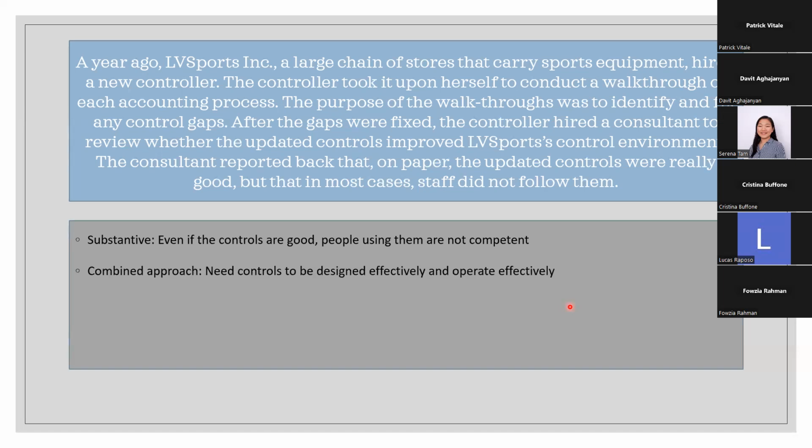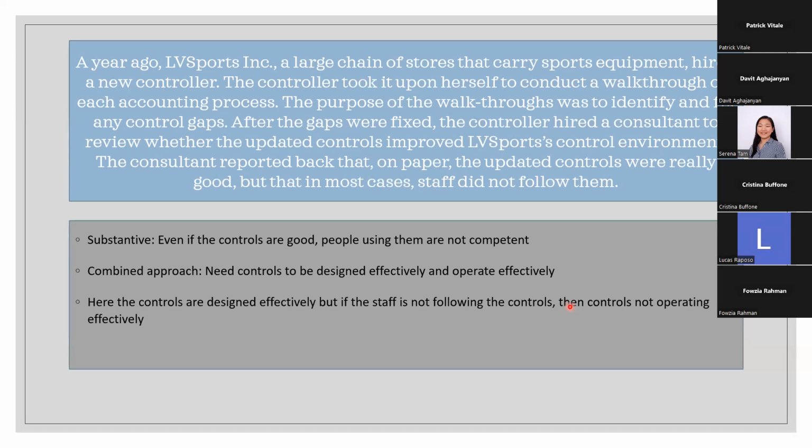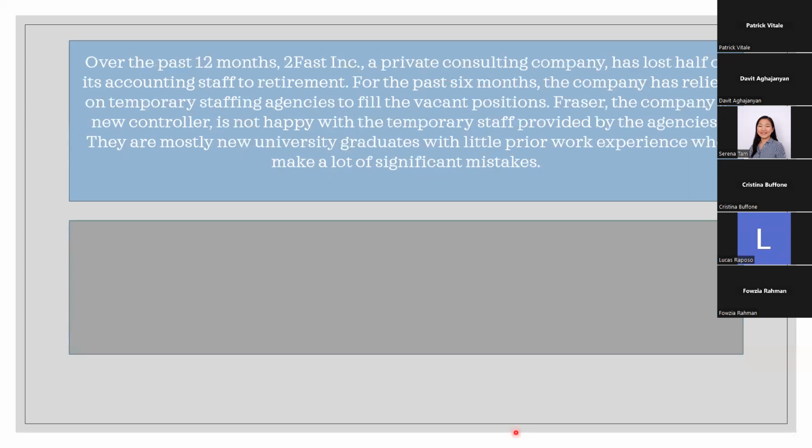Right, so substantive, even if the controls are good, the people using them are not competent. But if we would use a combined approach, we need controls to be designed effectively and operating effectively. If the controls are designed effectively, but the staff is not following the controls, then the controls are not operating effectively, and that's why we would just use the substantive approach.